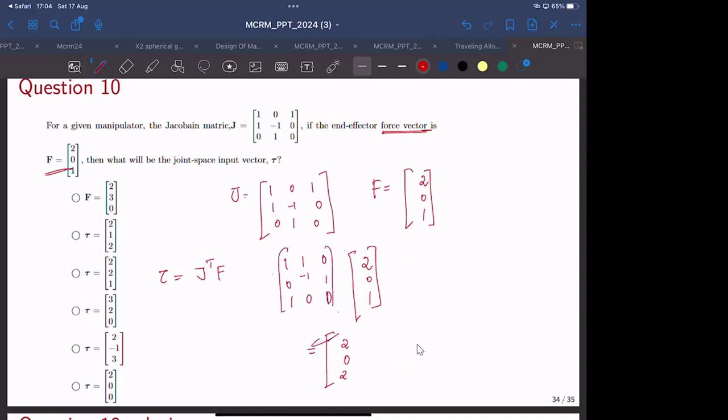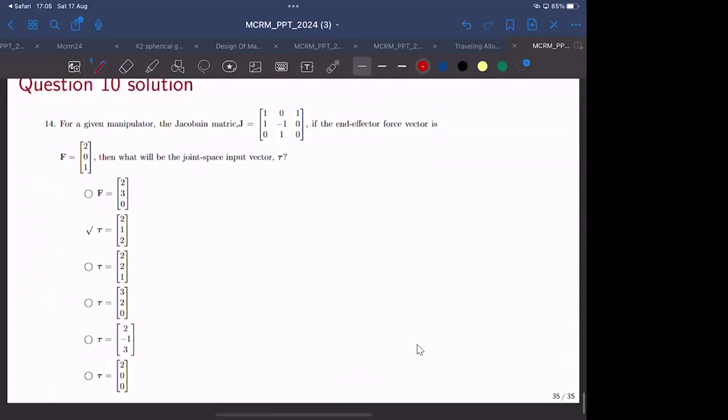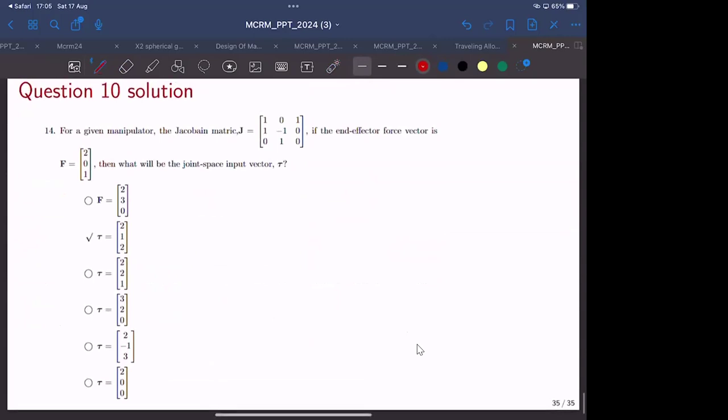So if you multiply this out, you will get your final answer as 2, 1, 2, I believe. So your answer is option B. Yeah, the answer is indeed option B.